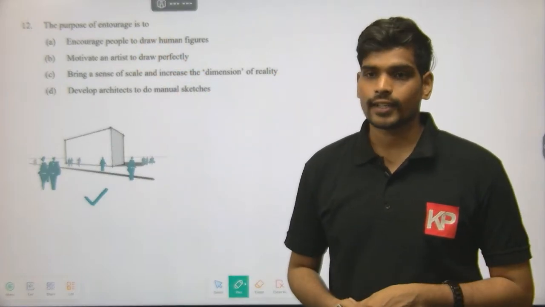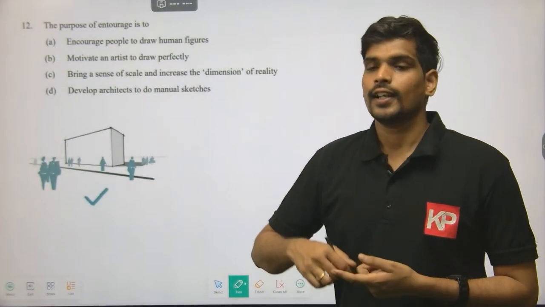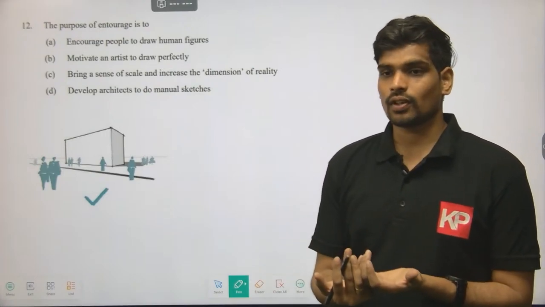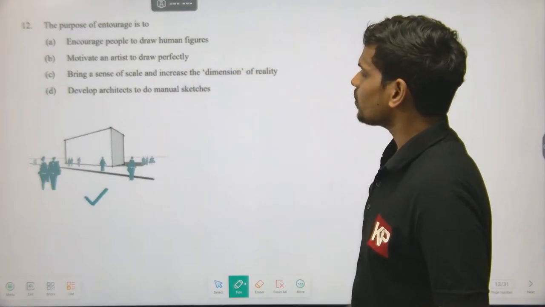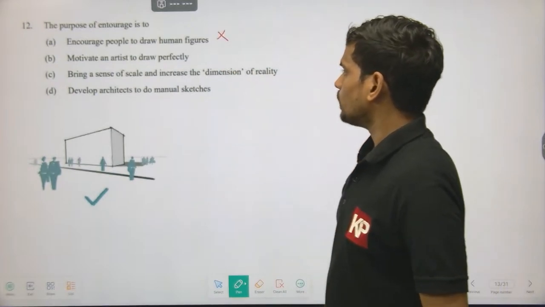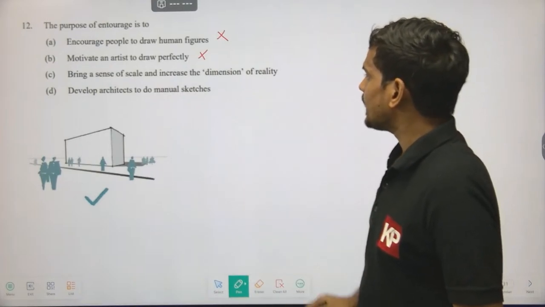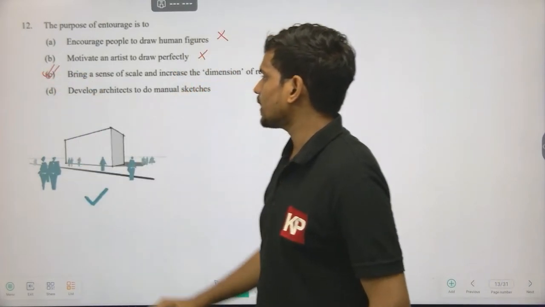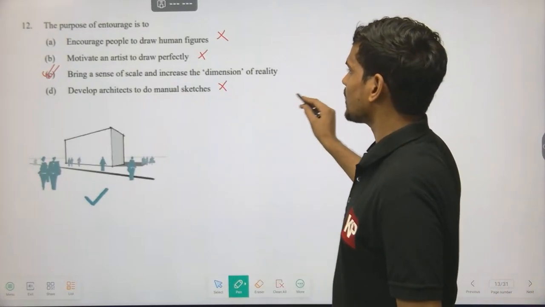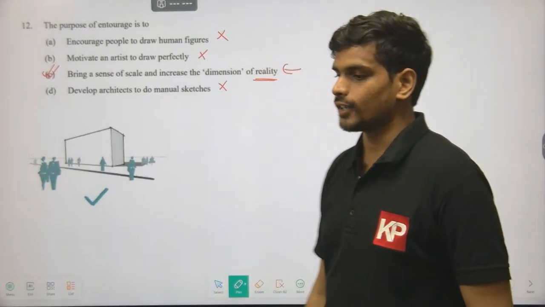Entourage is basically in architecture using plants, people doing various activities, vehicles, animals, providing these to give a sense of proportion and reality to the object or render. That's called entourage. So if you look into the options, what is the purpose of entourage? Encourage people to draw human figures? Obviously no. Motivate an artist to draw perfectly? Obviously no. Bring a sense of scale and increase the dimension of reality? That's the appropriate answer. Develop architects to do manual sketches is not a correct answer. So entourage relates to adding the sense of reality and proportion and scale to the architectural drawings.